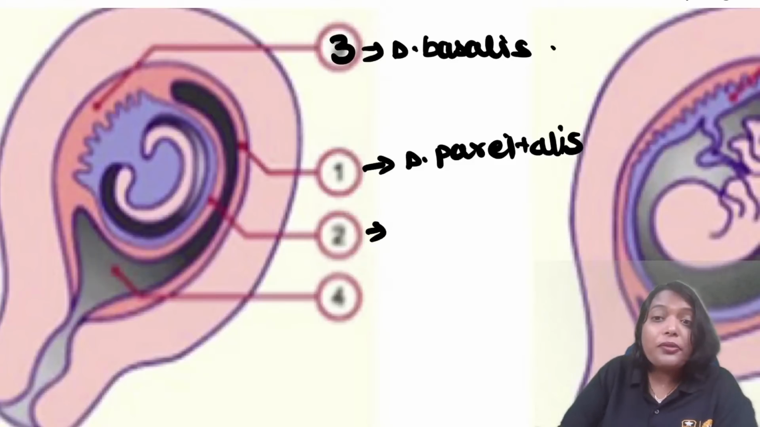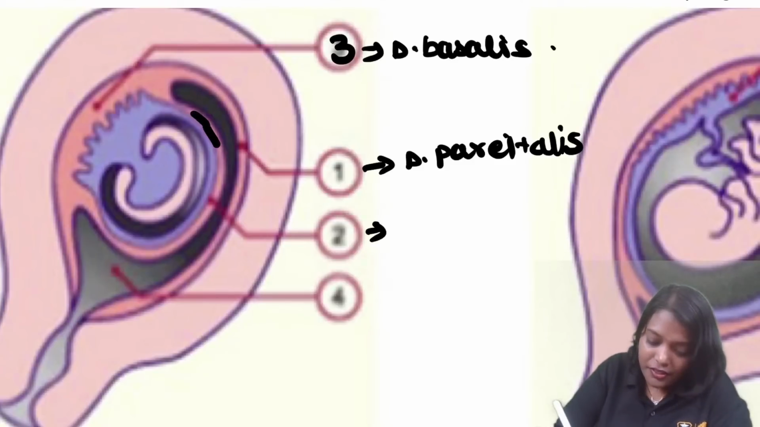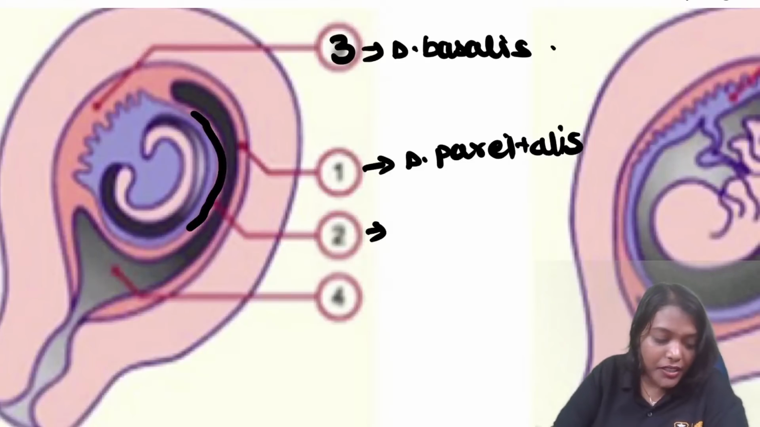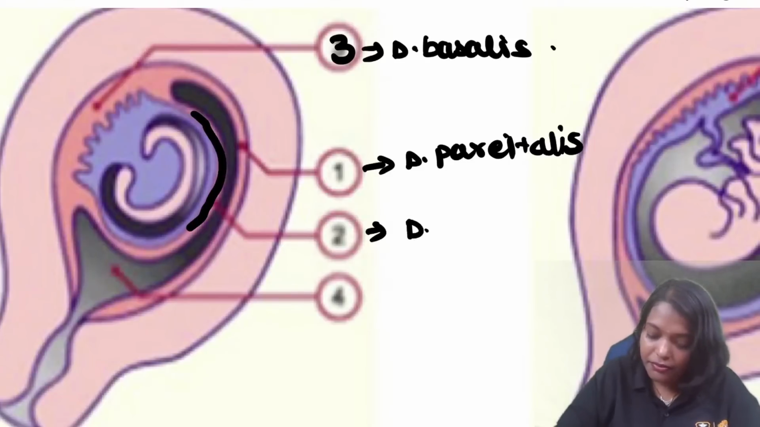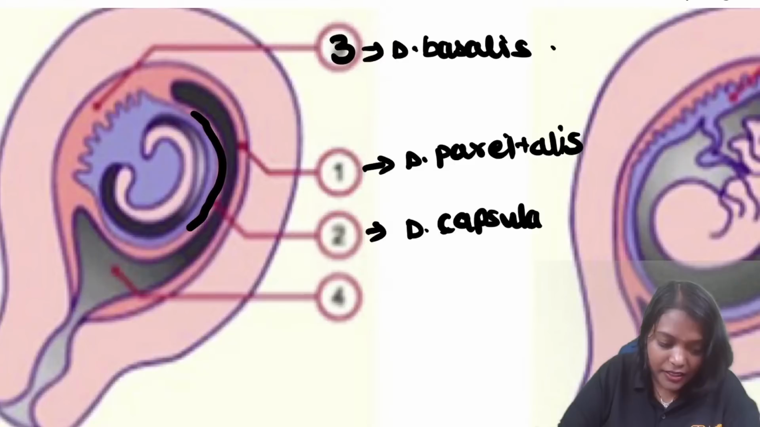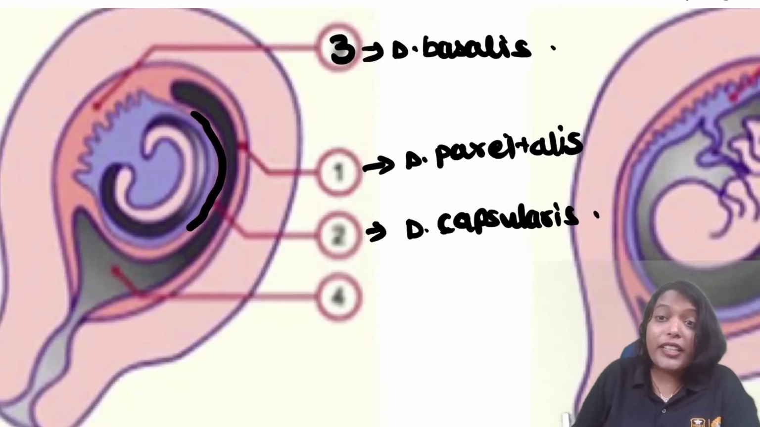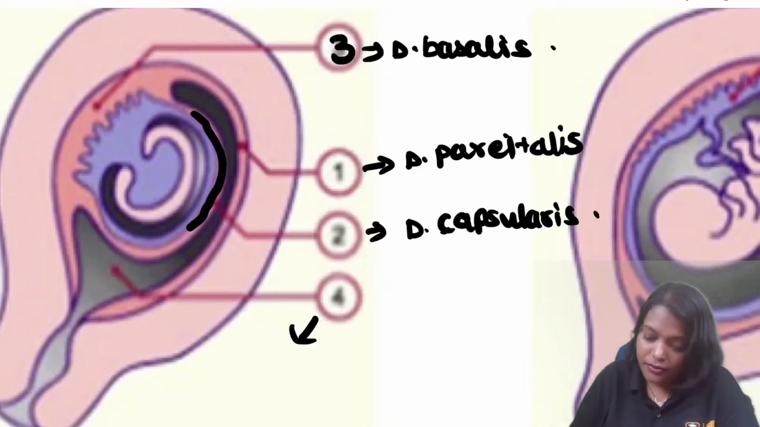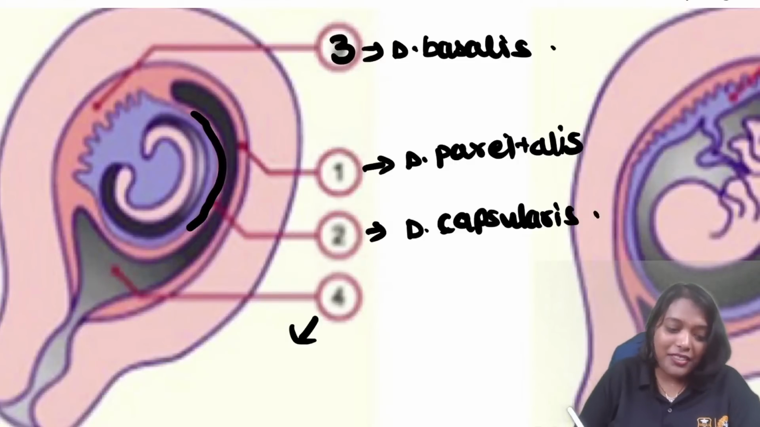What is number 2? Covering the fetus. So number 2 is Decidia. Excellent. Number 2 is Decidia capsularis. What is number 4, guys? What is number 4? So number 4, anybody can answer number 4?